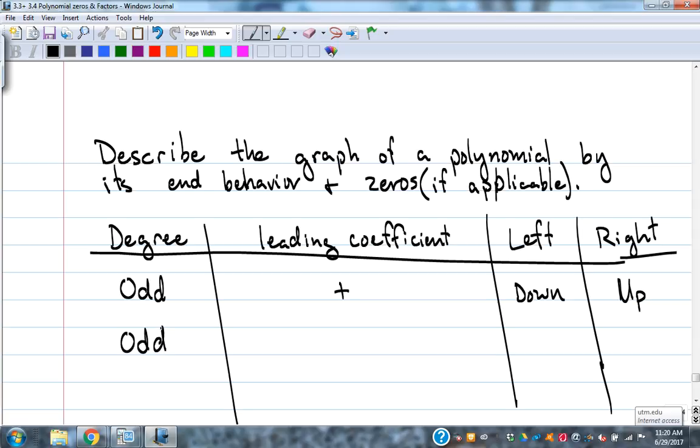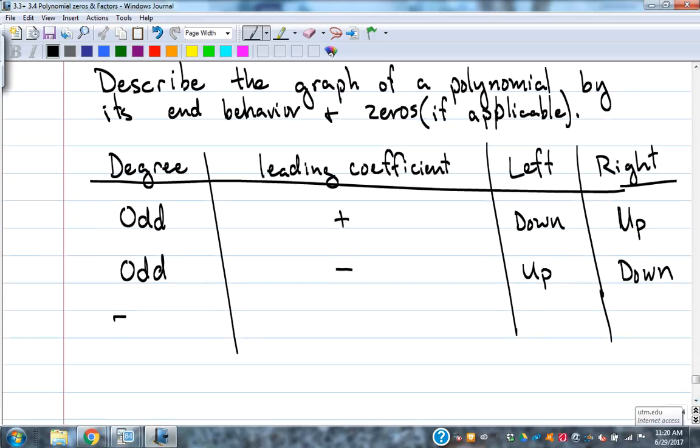If the degree is odd and the leading coefficient is negative, it swaps. The end behavior swaps. Left side will go up, right side will go down. Okay. If the degree is an even number, so a quadratic is a good even example, x to the fourth power, x to the sixth power, anything such as that, then even graphs, if they have a positive leading coefficient, both sides are going to do the same thing. They're both going to point up.